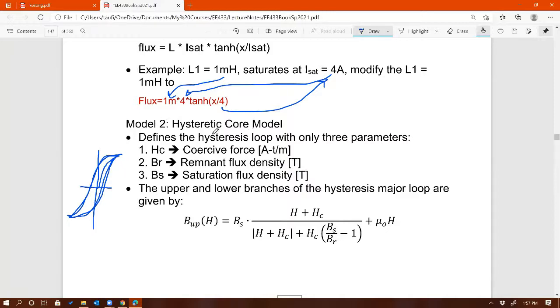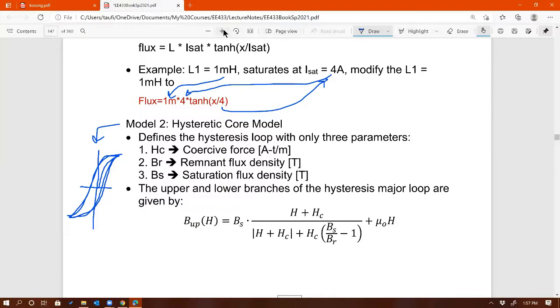But keep in mind that you also have a more complex model for the inductor in LTspice. It's called the hysteretic core model. It defines the hysteresis loop with only 3 parameters. The first parameter that we need to define is the coercive force, H of C, and then B of R, which is the remnant flux, and then B of S, which is the saturation flux density.